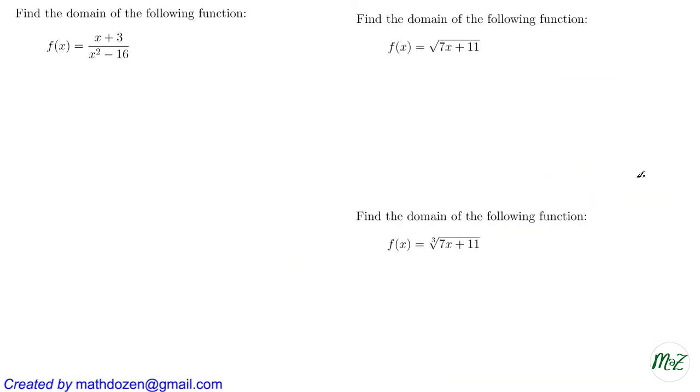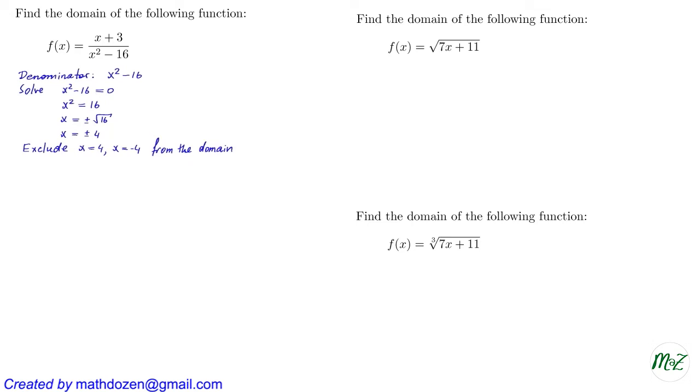Let's start with the first function, f of x being x plus 3 over x squared minus 16. If we look at this function, we notice that there is x squared minus 16 in the denominator. So start by solving x squared minus 16 equals 0 to determine the x values that need to be excluded from the domain. Add 16 to both sides, we get x squared equals 16, so x is equal to positive or negative square root of 16, so x is equal to positive or negative 4. That gives us the reason to exclude x equals 4 and x equals negative 4 from the domain of the function.